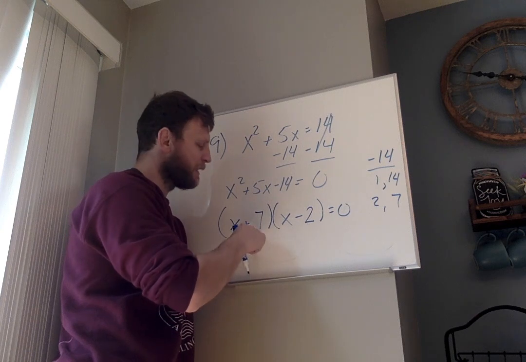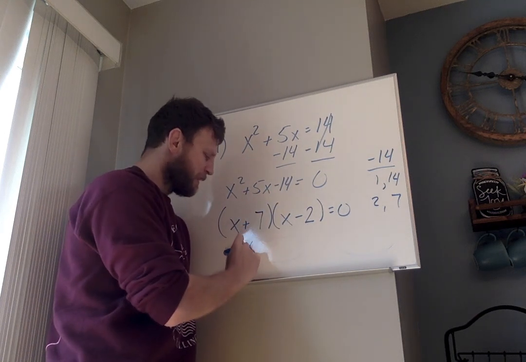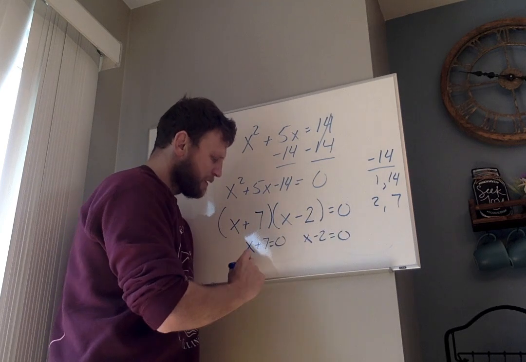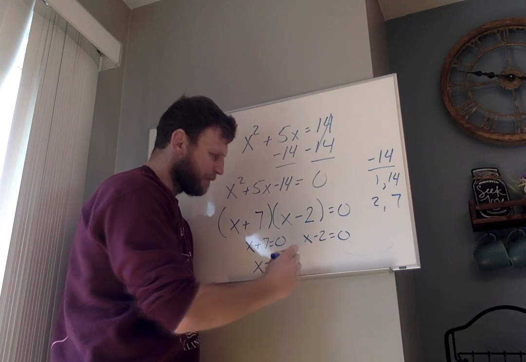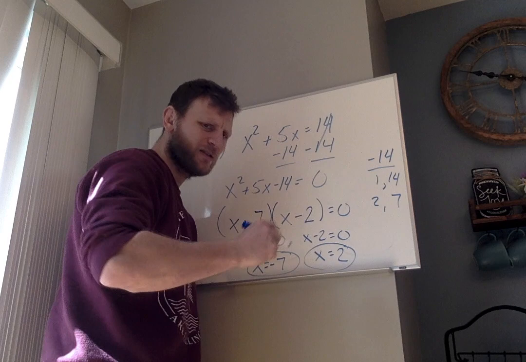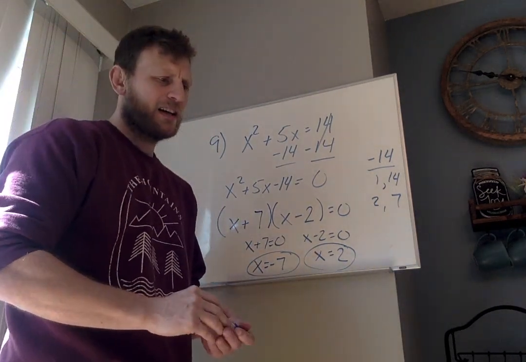I can check my work by doing 7 times negative 2 is negative 14, and 7 plus negative 2 is 5. So I have x plus 7 equals 0, and x minus 2 equals 0. So I'm going to get x equals negative 7, and on this side I'm going to get x equals 2. Here are my two answers. Why don't you guys go ahead and try to complete 8 and 10.